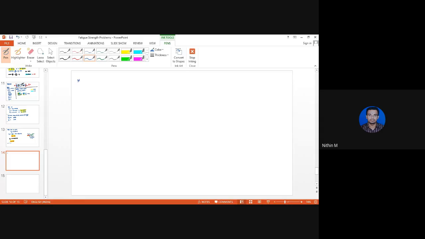What is maximum stress? Sigma max. In this case, the maximum stress is bending in nature. A bending moment is acting, so the stress will also be bending in nature. When the bending load is acting and the component is circular, what is the formula to calculate bending stress? 32 M by pi d cube. So here this is 32 Mb max divided by pi d cube.